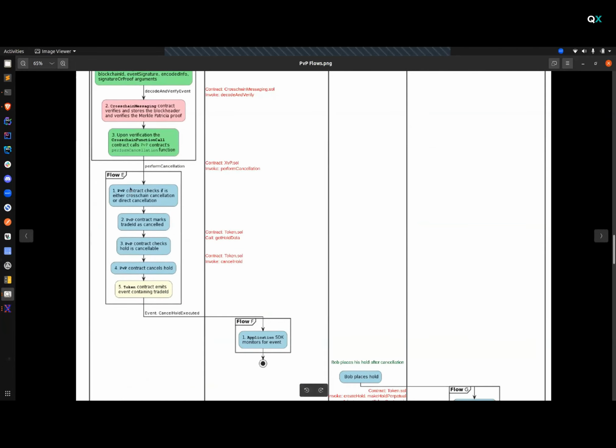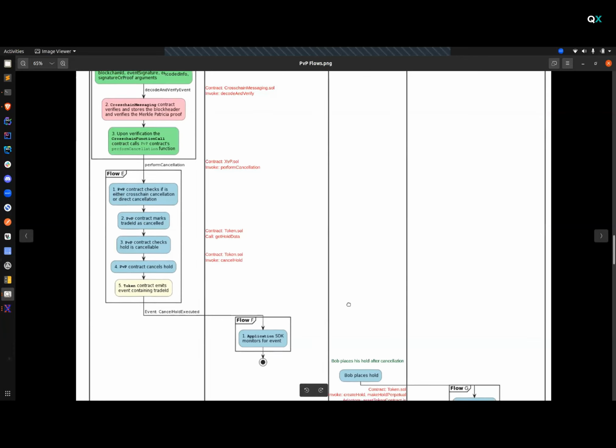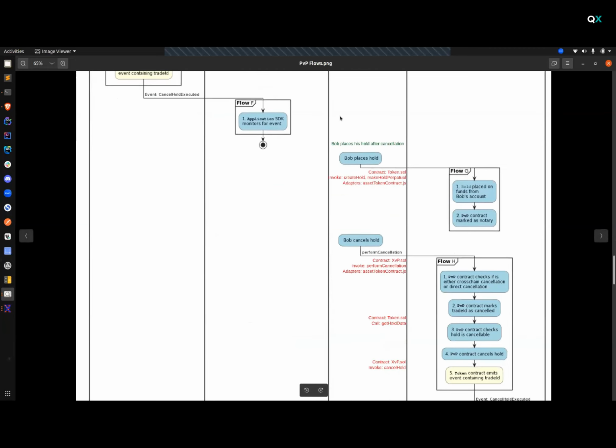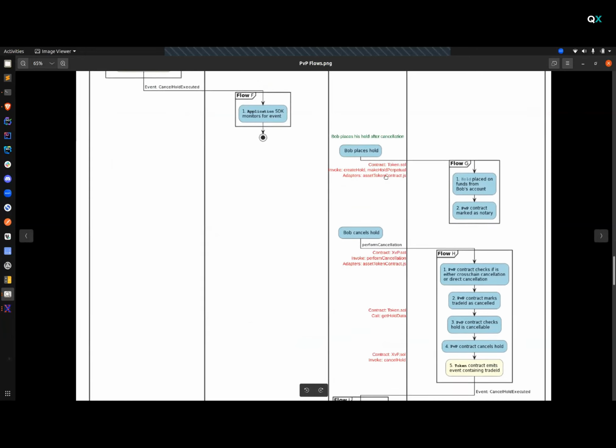And then only then will the hold be able to be cancelled. So here you say that we can see that it checks for cross-chain cancellation or direct cancellation. So when is it then allowed to do a direct cancellation? Well, suppose we get now a scenario that after this whole cancellation went on, Bob, or Bank B, comes and it places its hold. It must be able to cancel that hold again.